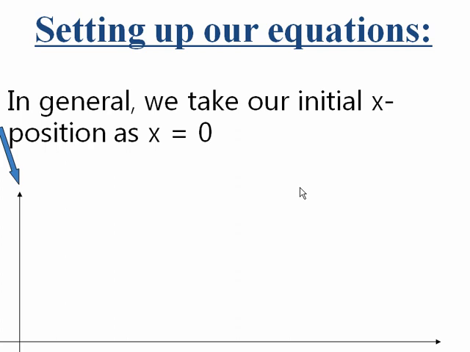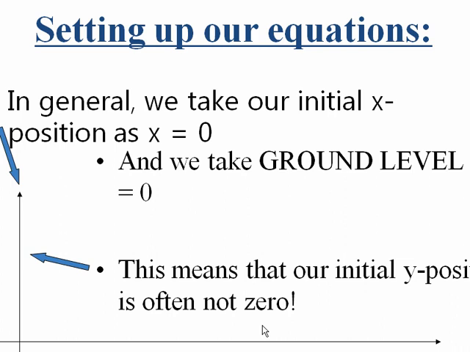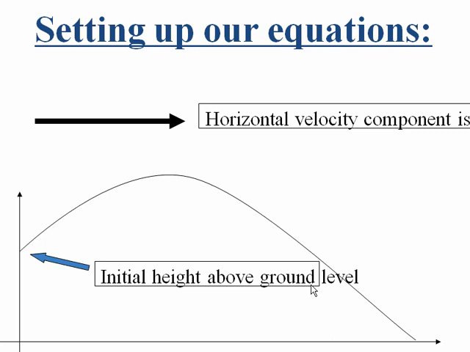Okay, let's set up our equations for projectile motion. We take our initial x position here. Suppose we start from this position when x is equal to 0 and y starts from here. This is ground level. In the equation, that's y equal to 0. And this means our initial y position is often not 0. We may start from a certain height. So there is an initial height above the ground level like this, and the horizontal velocity component is constant.